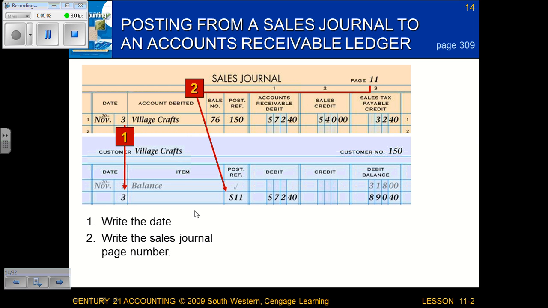Next, we're going to write the sales journal page number. So up here, it's a sales journal, so it starts with an S, and it's page 11. So come down here to your post reference, put S11.